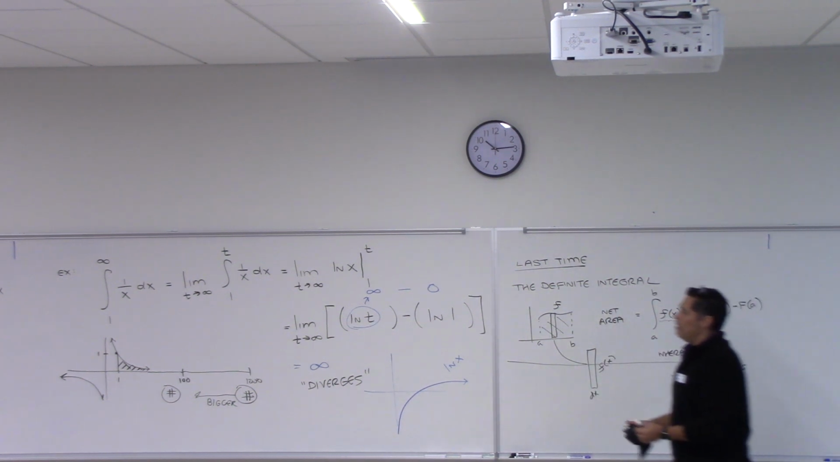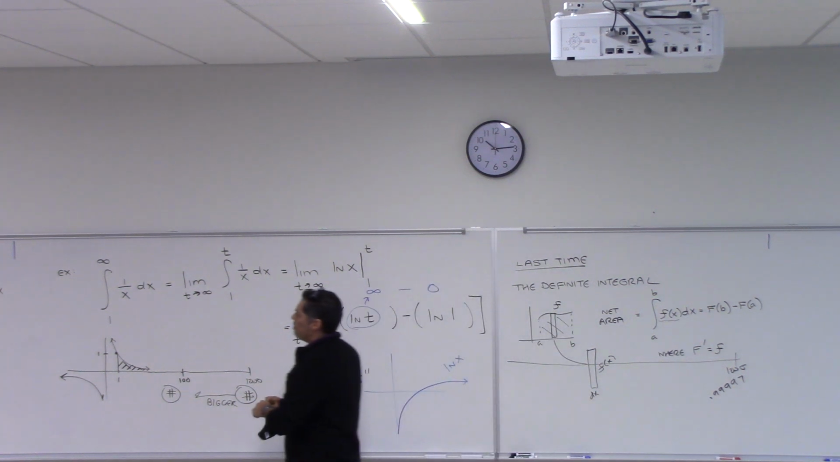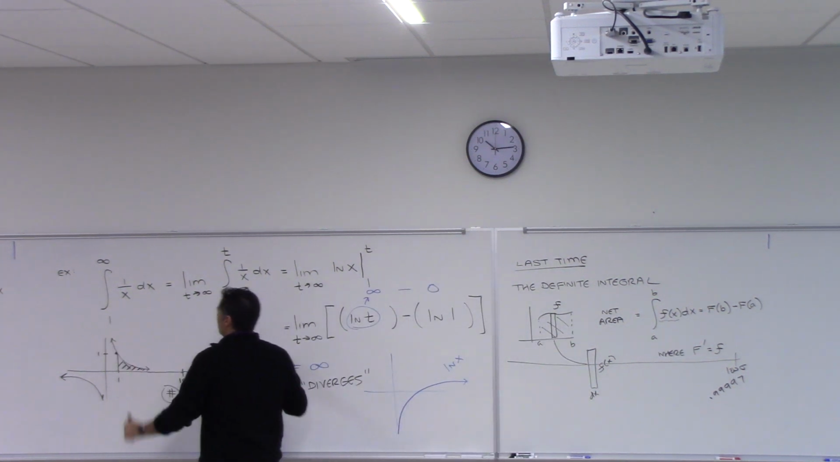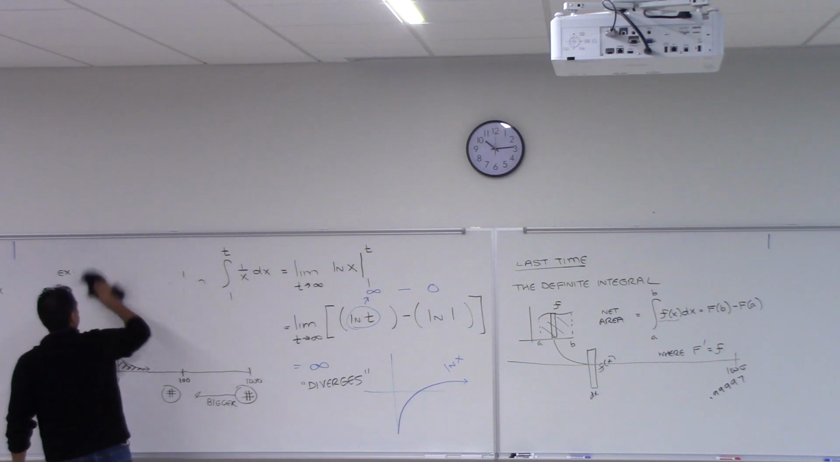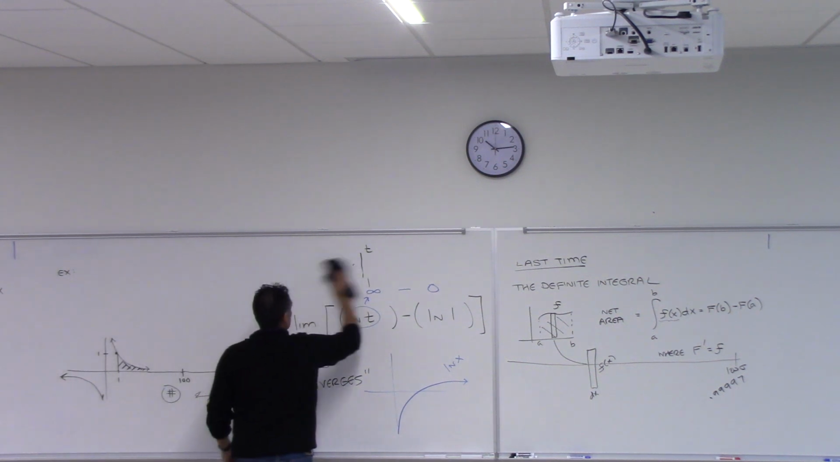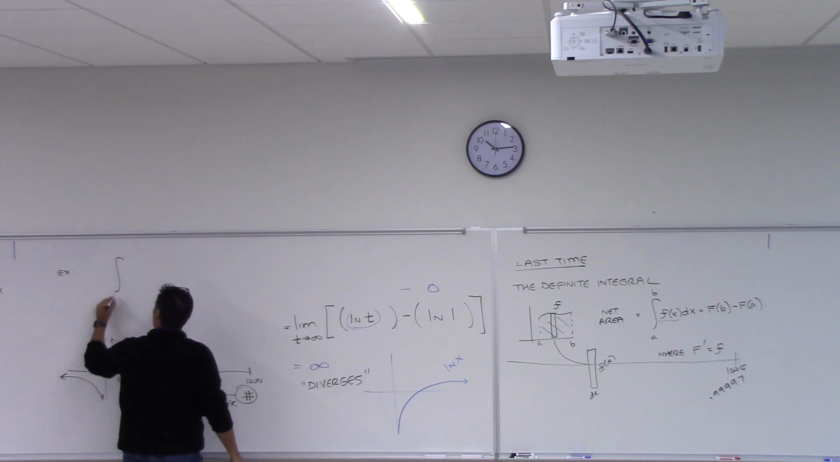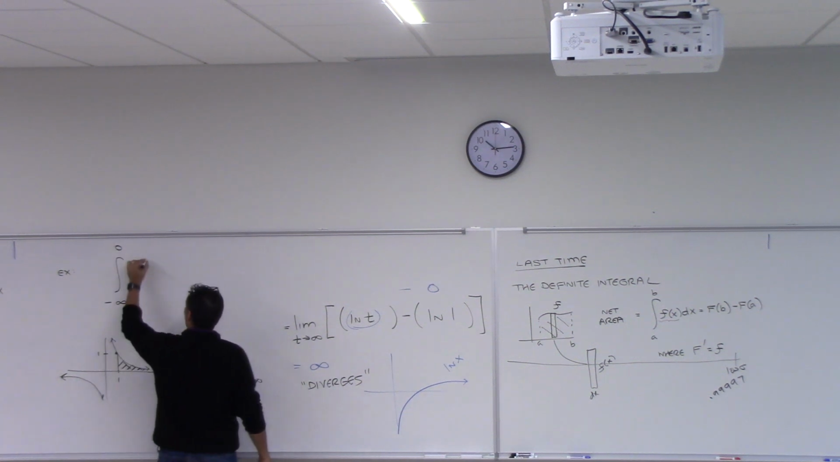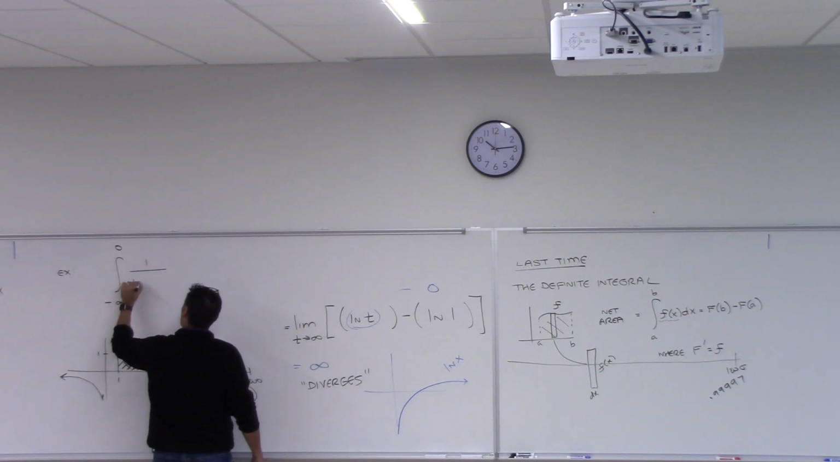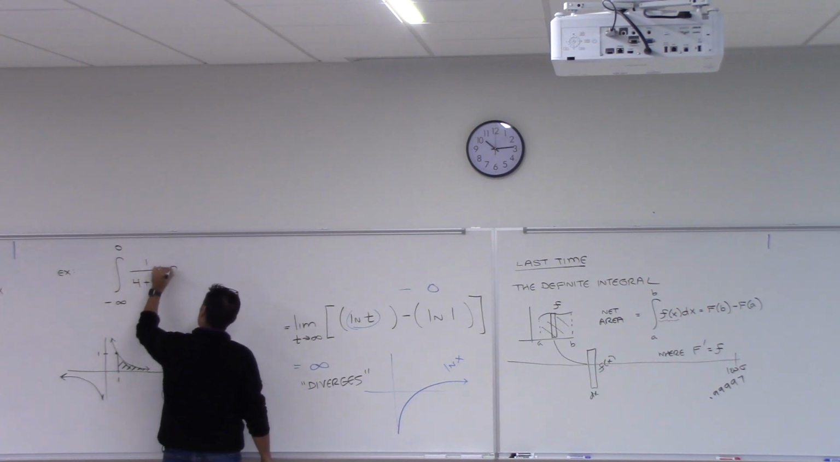Okay, let's do something else. Let's do one where we go out to the left. How about we do that? Let's do this one. How about the integral from negative infinity to, where do I want to go to? 0 of 1 over 4 plus x squared dx.